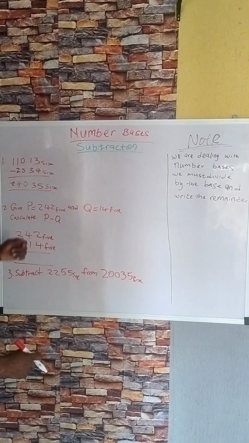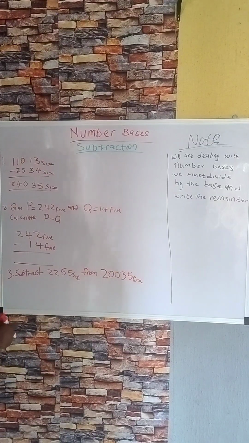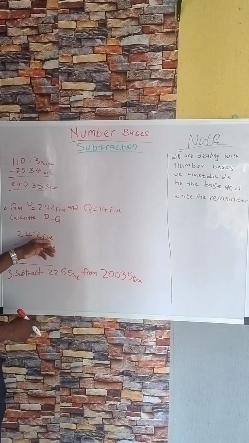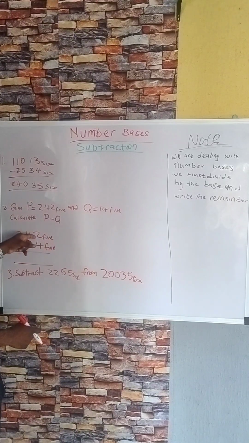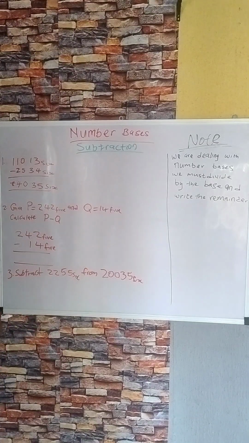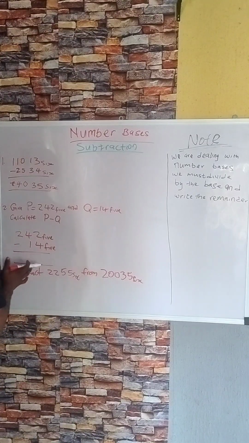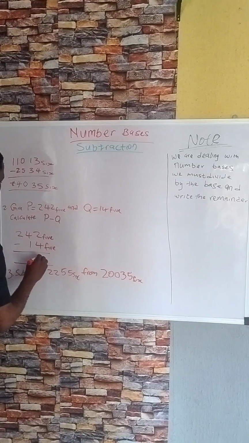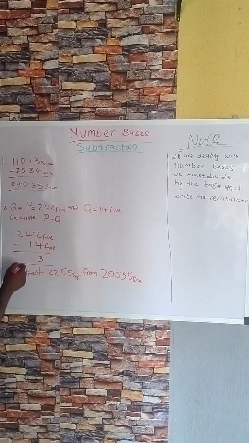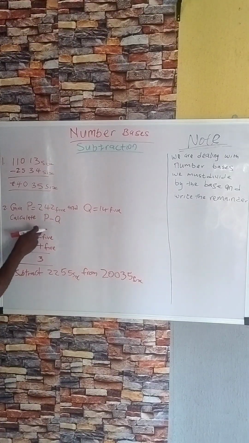So 2 minus 4 is not workable. So you move 1 from here to this place. So since this is base 5, the one you are moving across to this place is in base 5. So 5 plus 2 will be 7. 7 minus 4 is 3. So before you write down your answer, divide by 5. So 3 divided by 5 will give you 0, remainder 3. You only write down the remainder. 0, remainder 3. So this is already 3 because you have moved out 1 here.